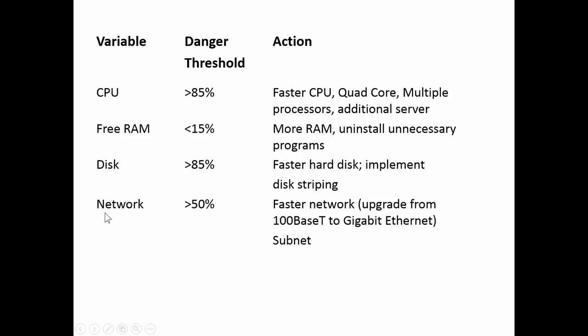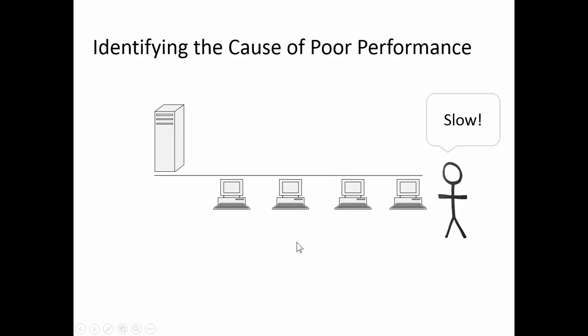And then a fourth variable would be network utilization. If network utilization is high, and greater than 50% is considered high, then we get a faster network. We upgrade from 100 base T to gigabit Ethernet, or if that doesn't do it, we might even need to divide our network into multiple subnets.